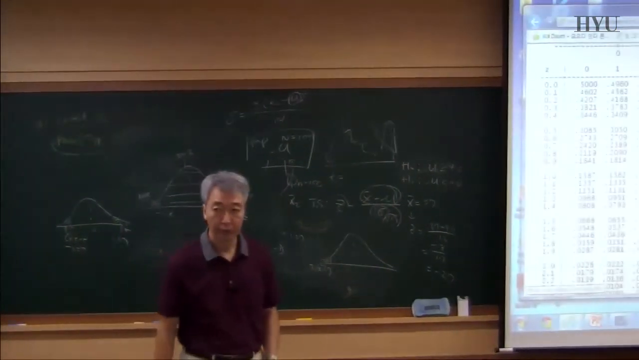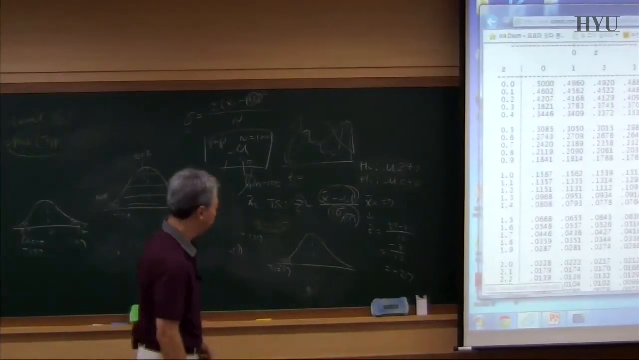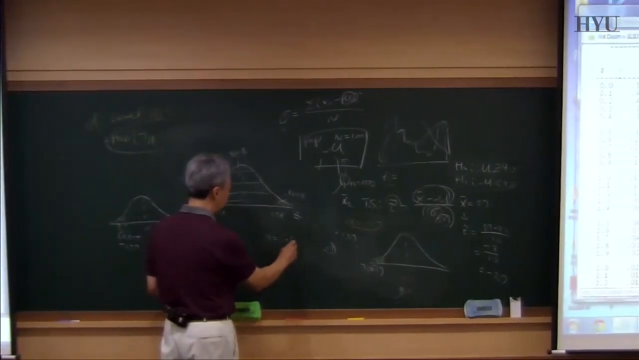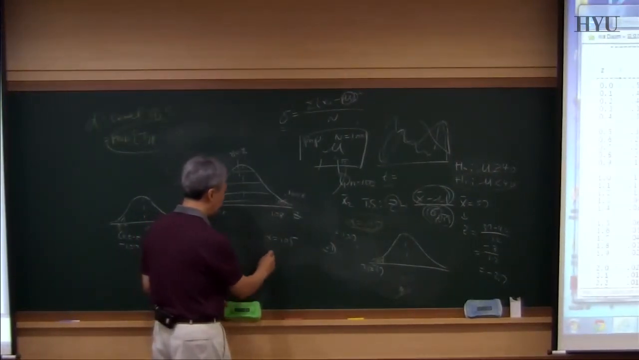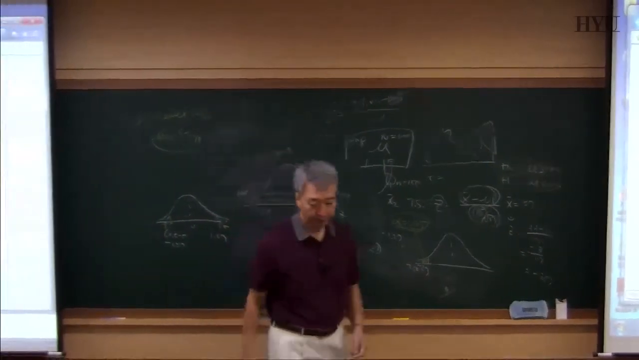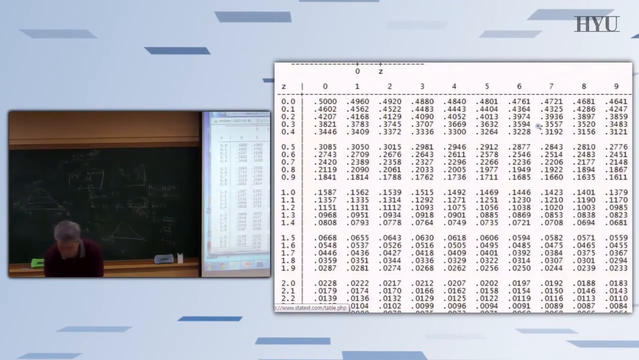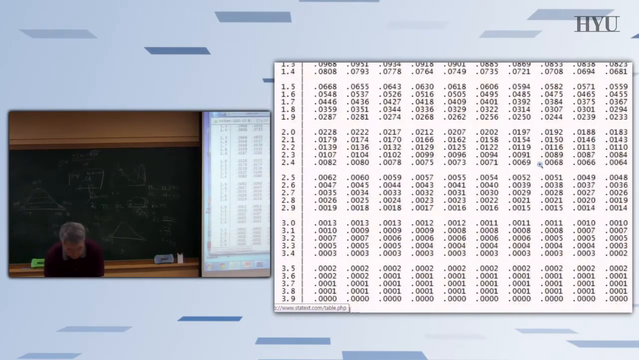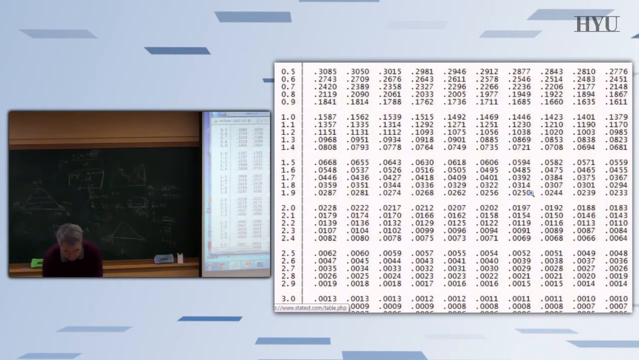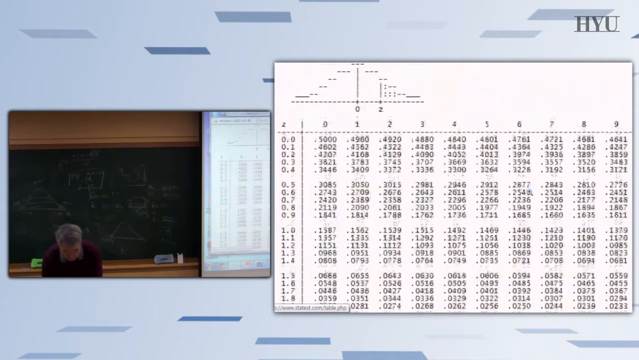Suppose you want to use alpha of 0.05, which means half of alpha is 0.025. Then, first of all, inside the table you have to look for 0.025. 0.025 is right here, and 0.025 corresponds to 1.96. You see that?